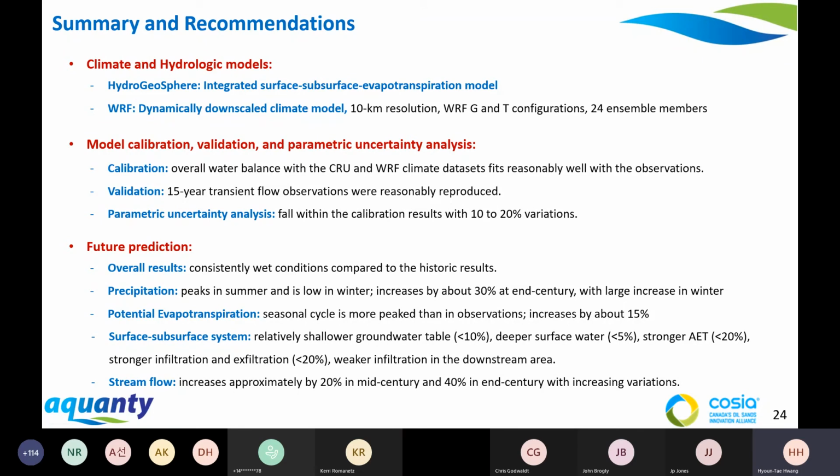And future prediction, which is the take-home message: overall results show a consistent wet condition in the future compared to the historic result. Precipitation increased by about 30% in end century, and potential evapotranspiration increased by 15% in end century. For the subsurface flow system, a relatively shallow groundwater table, deeper surface water, stronger actual evapotranspiration, and stronger infiltration and exfiltration are predicted. And streamflow increased by 40% in end century. Next, please.